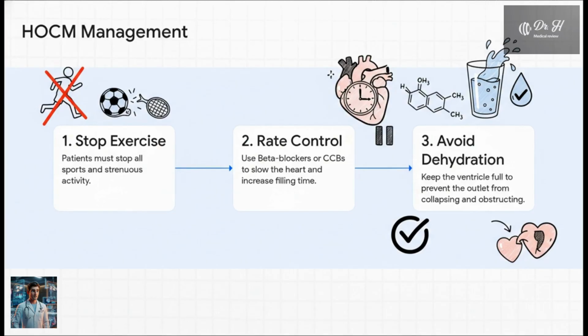Now, the management for HOCM is totally unique, and it's because this obstruction is dynamic. It changes. If the ventricle is kind of empty, that big muscular septum can slam shut and block the exit. So the number one goal of treatment is simple. Keep the ventricle as full as possible all the time. How do we do that? 3 big things. First, no more sports, immediately. Second, we slow the heart down with beta blockers or calcium channel blockers to give it more time to fill. And third, tell them to never ever get dehydrated.